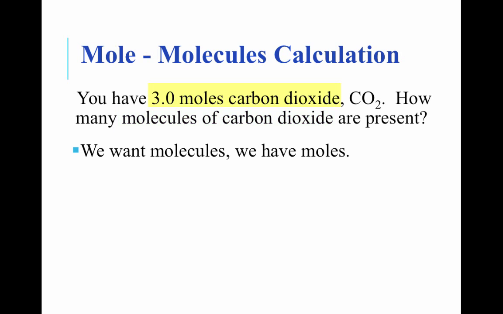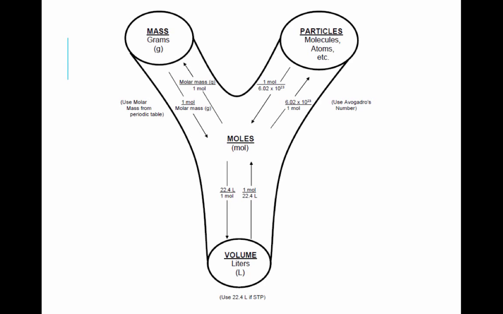So we want to know the number of molecules, and we have the number of moles. I'm starting here with moles, that's my given, and I need to go to molecules. So to do that, I'm going to be following this pathway on the tunnel, and I'll be using Avogadro's number. 6.02 times 10 to the 23rd molecules is equal to 1 mole.